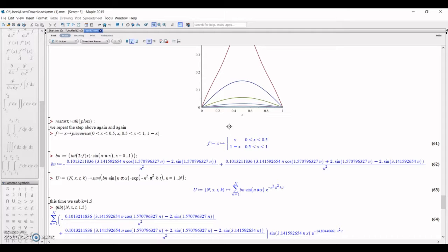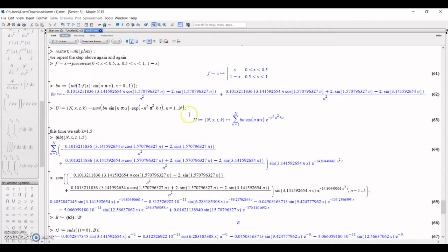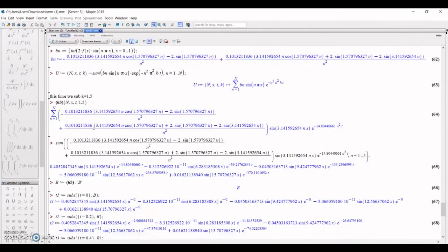So again, we repeat the step above. All the things are the same as above. The only difference is k. This time we sub k equals to 1.5. So after sub k inside, we will get this summation equation. Then we sum the first 5 terms. We will get these first 5 terms.